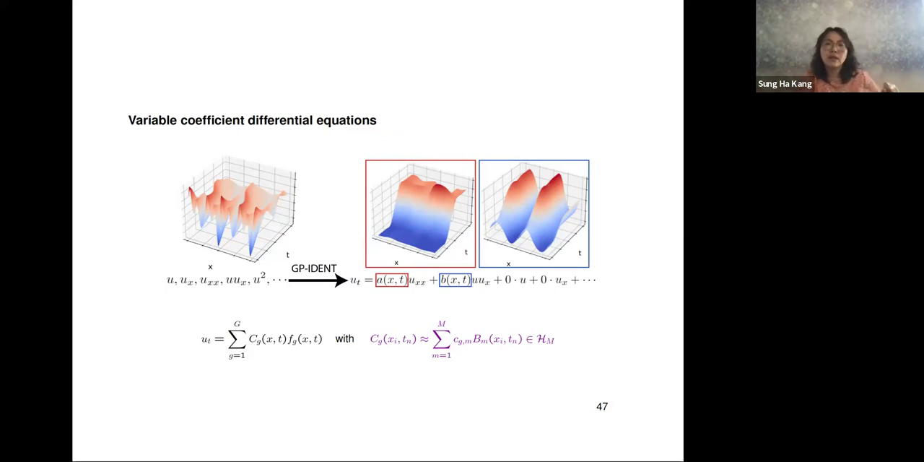Already identifying a differential equation is challenging. There's noise, there's high derivative, and so on and so forth. But this is even more challenging because you have to allow for more variation. One of the common setups for this is to use basis functions, like the finite element method. So you have an element, and you approximate the coefficient by these elements.